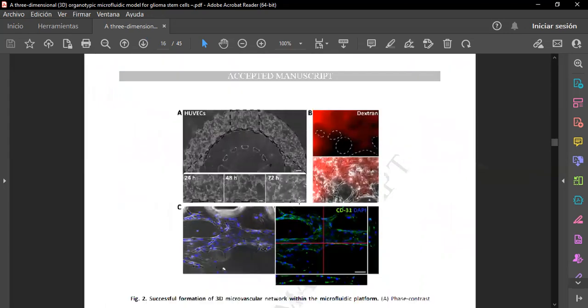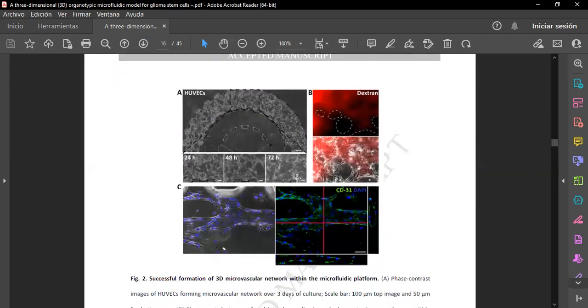So in the next picture, you can see that the HUVEC cells, after 3 days of culture, were able to fabricate microvessels that can be stained with dextran and CD31, which are used to characterize endothelial cells. Here you can see the microvessels and the staining with CD31 and DAPI to stain the nuclei of these HUVEC cells.